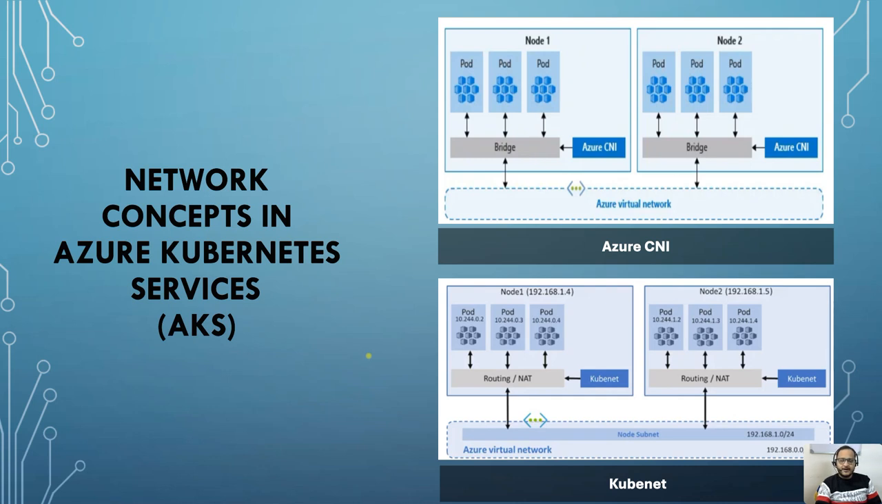So in today's video we are going to discuss network concepts in Azure Kubernetes Service. If you can see with the help of this diagram, we basically have two models or two plugins in AKS. First is called Kubenet, which is the default one, and another is Azure CNI. So let's understand in more detail.